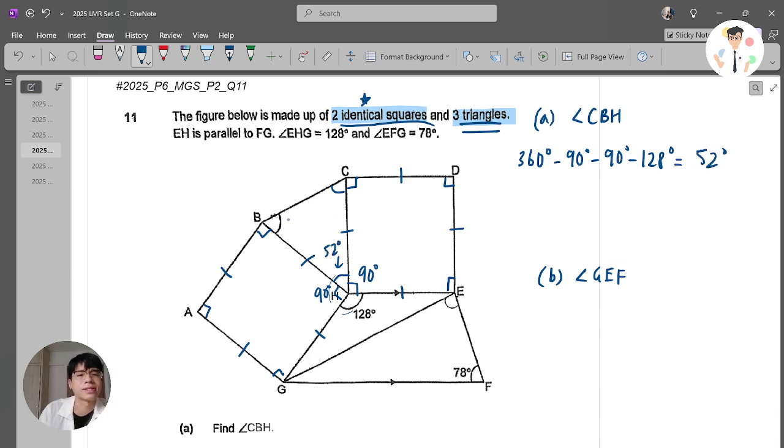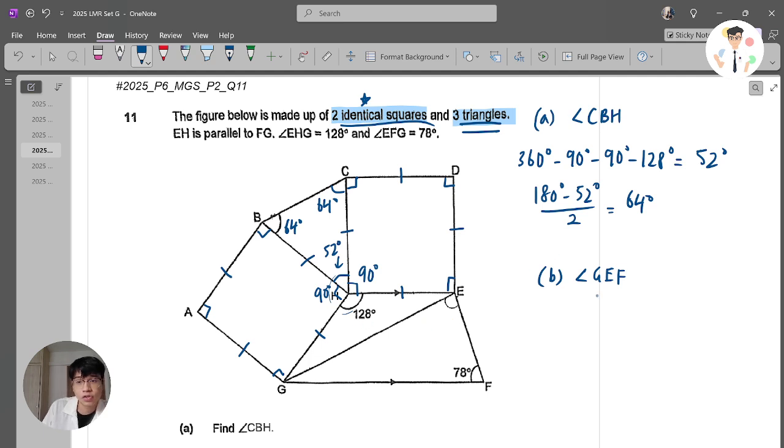And I know these two are the same, right? So I just need to use 180 minus 52 and divide by 2. 64. Okay, simple. Okay, so now let's move on to look at the next part of the question.